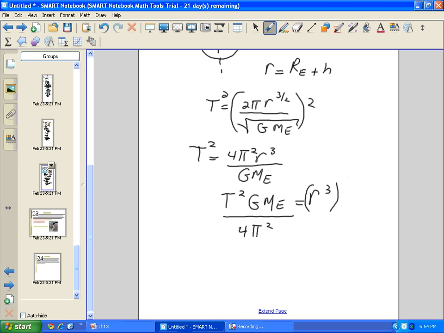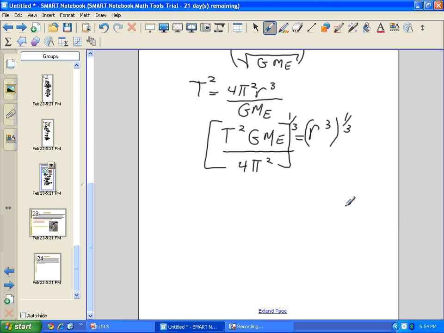Take the 1/3 of both sides, the cube root, that is, of both sides. We're going to get then r equals t squared. Okay, let's go ahead and just plug in those numbers.